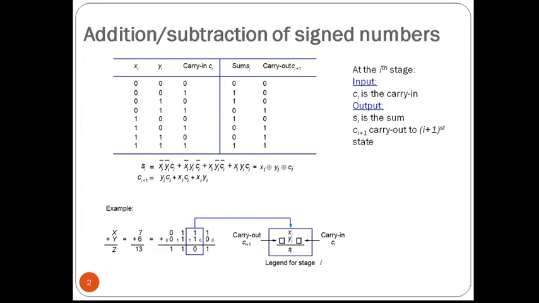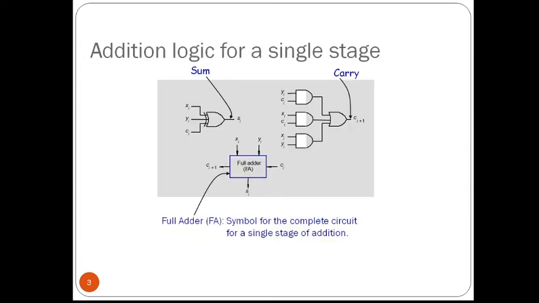The logic expression written for s_i, that is the sum, can be implemented with a 3-input XOR gate, represented in the next part of this presentation, figure 6.2a from the textbook, as part of the logic required for single stage binary addition.